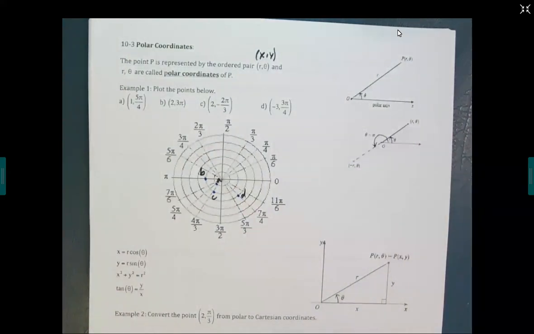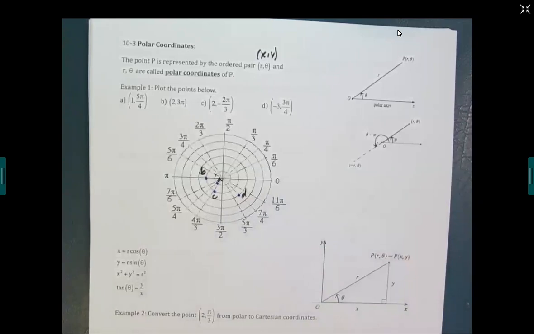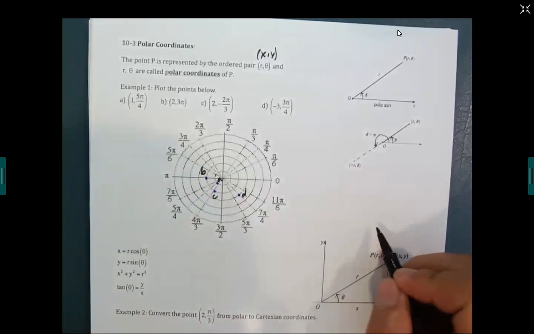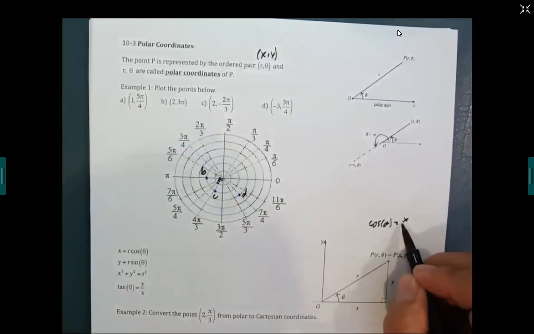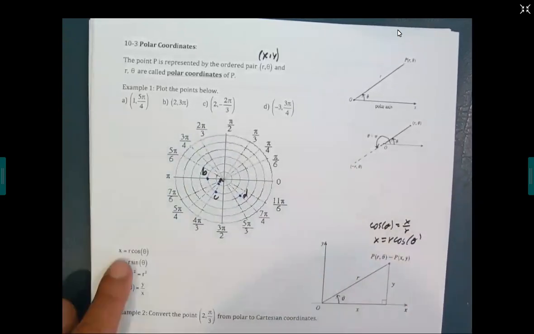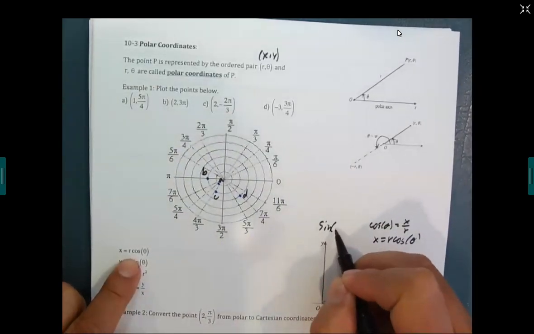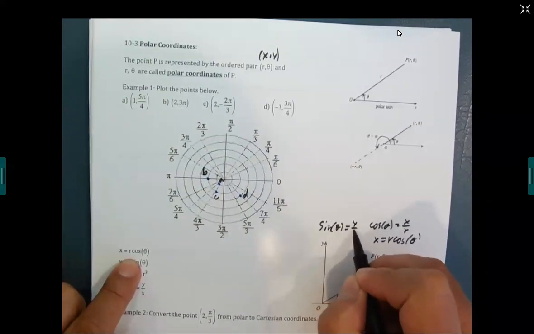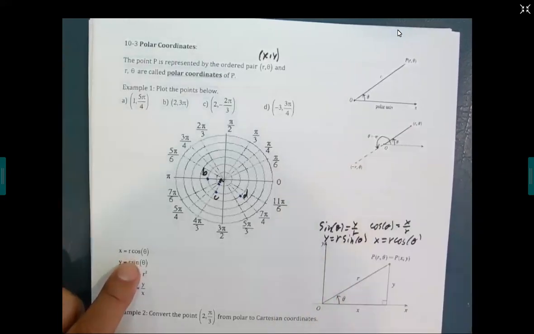And what we end up with is we're now going to view things in terms of r and theta instead of in terms of x and y, but we need a translation. We need to be able to go from one to the other. And you can see from this triangle here that the cosine of theta is x over r, which means x equals r cosine theta. And you can see that right there. Also, the sine of theta is y over r, which means y equals r sine theta, which is what we have here.